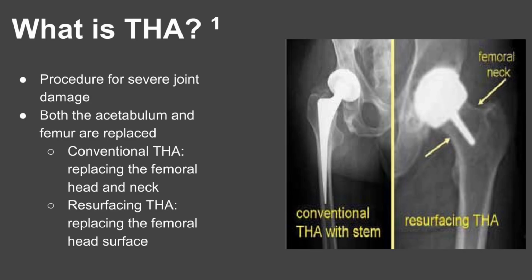What is a THA? It is a procedure for severe joint damage. Both the acetabulum and the femur are replaced. There are two different types, the conventional THA and the resurfacing THA. The conventional one is basically replacing the femoral head as well as the neck, but with the resurfacing THA, only the femoral head is replaced.